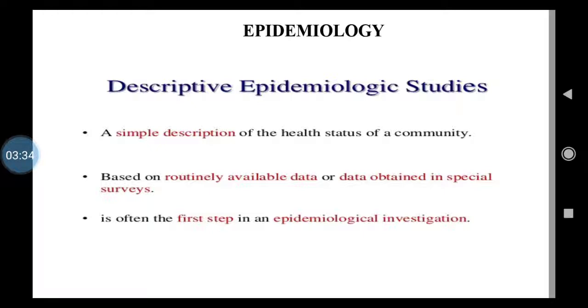So whatever routinely available data is there, based on that a description is prepared, and that comes under descriptive studies. It is a first step in epidemiological investigation. Now, simply we can take general questions: when disease occurs, that is time distribution; where it is occurring, place distribution; who is getting disease, person distribution. So that comes under the descriptive studies.